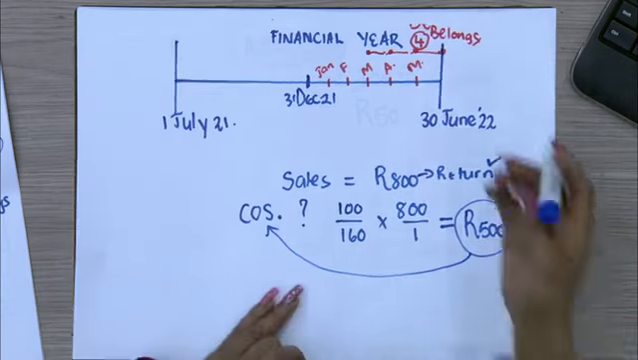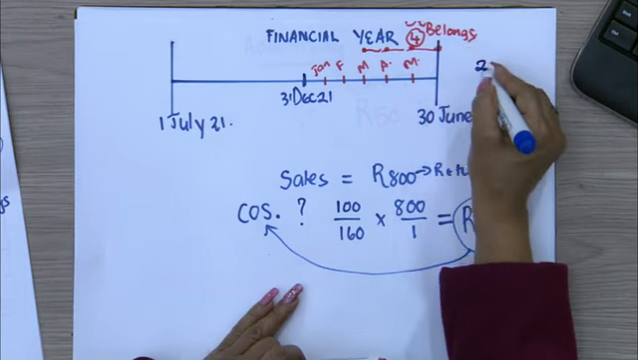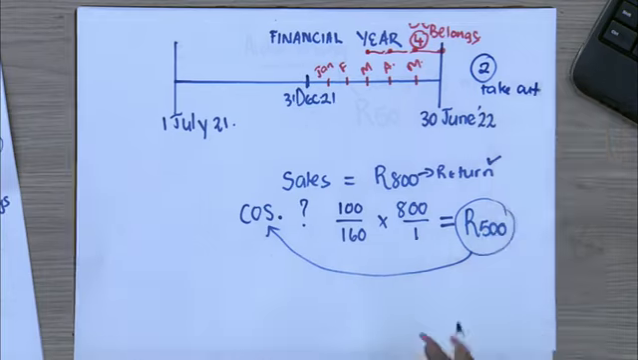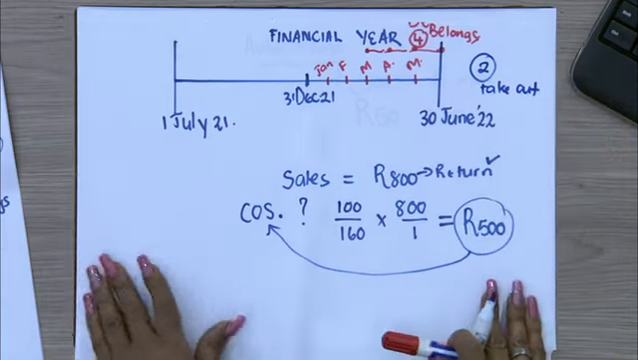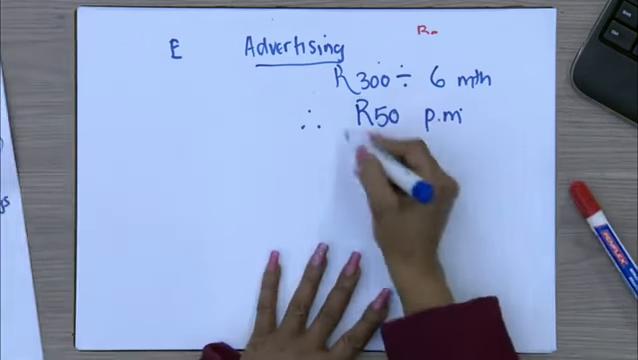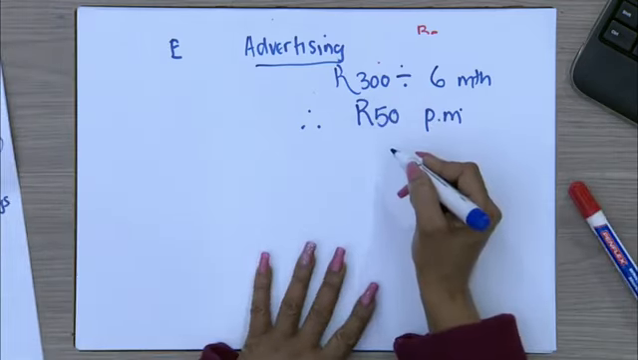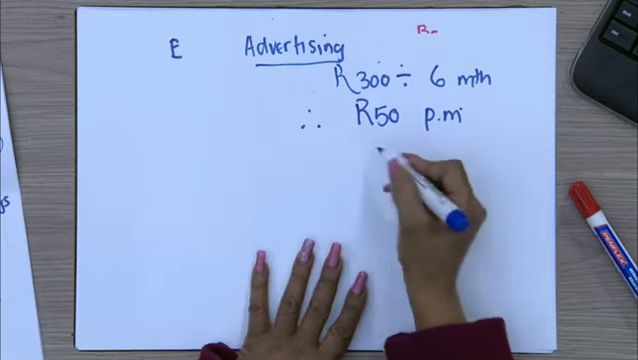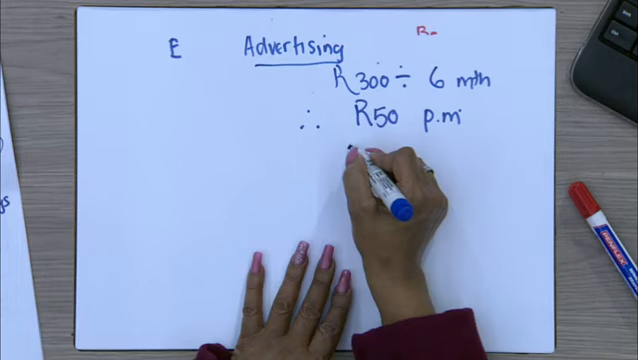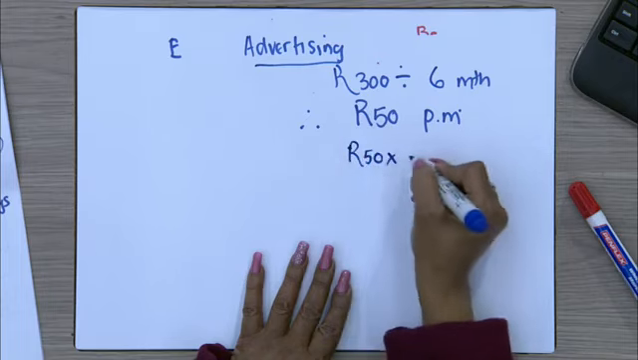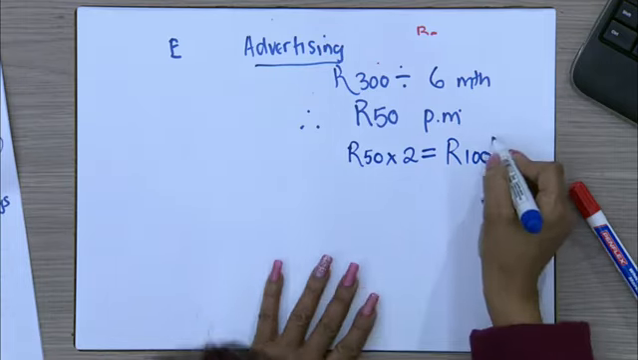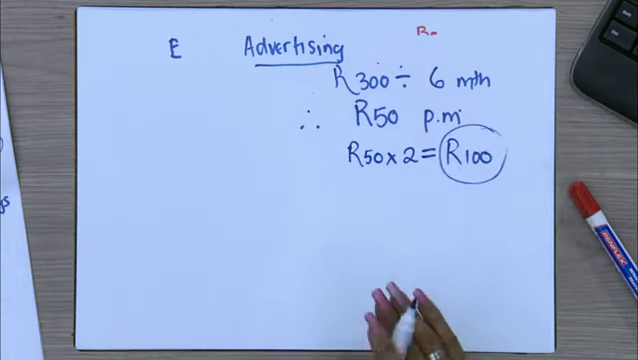The other 2 clearly fall outside. So these 2 we now need to take out, right? So once I've done that, grade 10s, let's see how it works. If it's 50 Rand per month, the 2 months that I now need to take out will be July and August. So it is 50 Rand times 2, which will give me my 100 Rand. And that is the figure that doesn't belong.